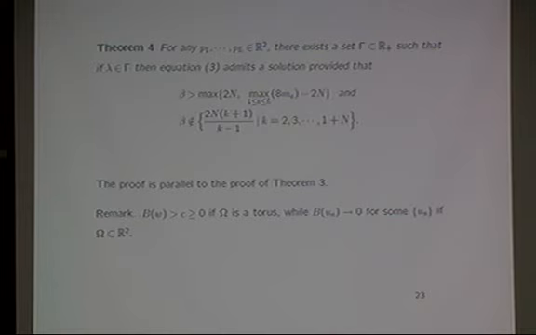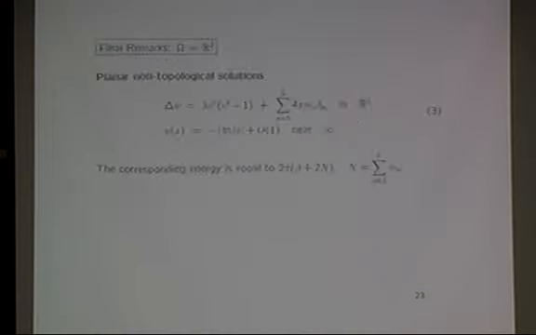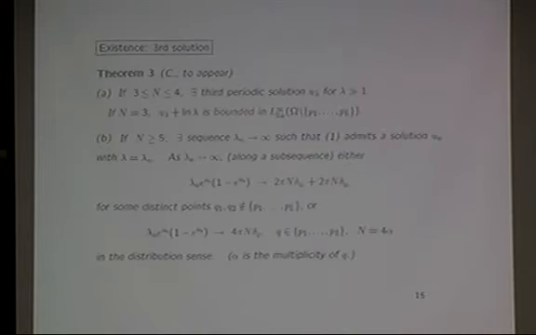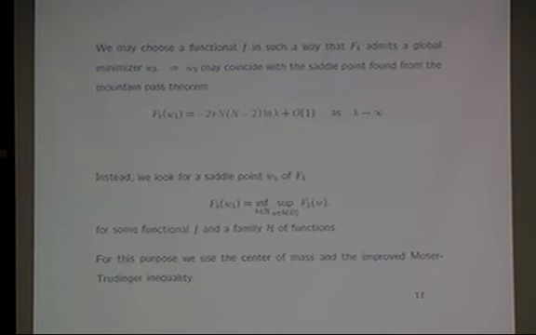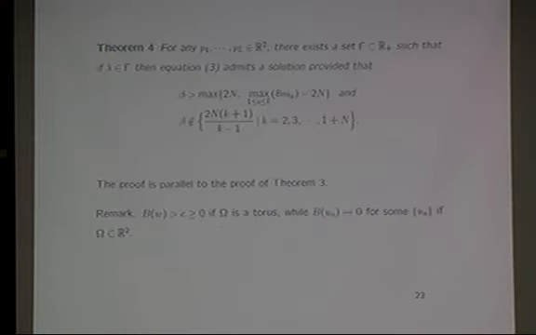This theorem states that, with Pj arbitrarily given, for some values of lambda and for some values of beta, the Chern-Simons-Higgs equation admits a non-topological solution. In order to prove this theorem, we adopt the same method which is used in the proof of theorem 3. The proof is parallel to the proof of theorem 3.